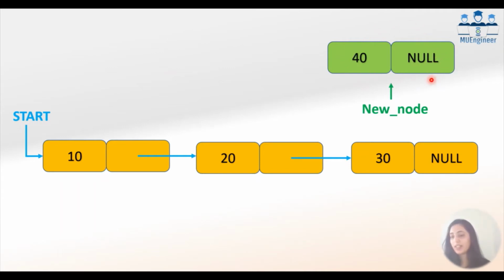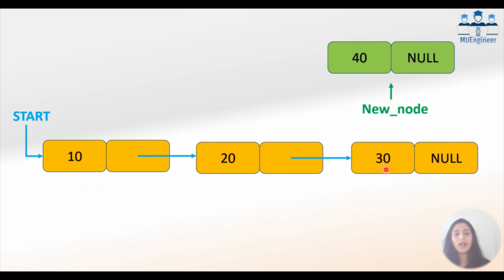Only part which is left is connecting this node. So how do I want to connect? I want 40 to come after 30. That means the last node should point to the 40. But I want someone to reach till 30. So I'll take help of one extra node. और उस extra node को हम लोग PTR node बोलते हैं या फिर pointer node बोलते हैं.